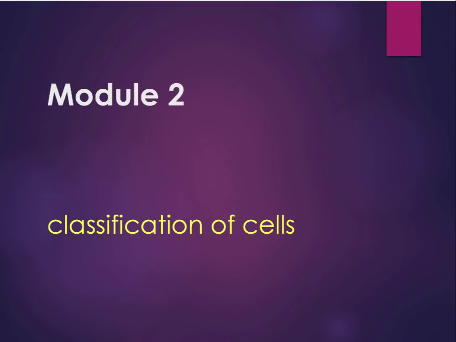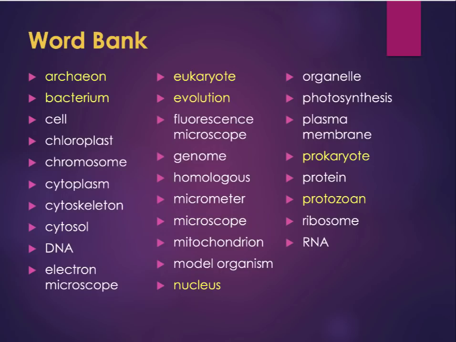The next module is laid out in very much the same manner as module number 1. Module number 2 deals with the classification of cells into discrete types. These 7 words from the word bank are relevant for this particular module. Archaeon, bacteria, eukaryote, evolution, nucleus, prokaryote, and protozoa.